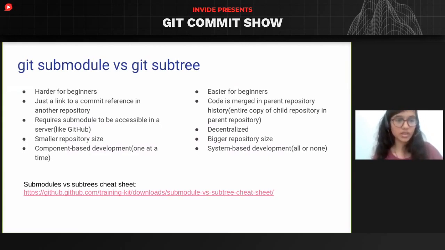And the next thing is Git submodule can be used for component-based development. That is, you can update submodules one at a time, or you can just do it all at once, whatever. But in case of Git subtree, it can be used for system-based development. So if you want to have a look at how submodules and subtrees differ when it comes to commands, you can just click on this cheat sheet right here.